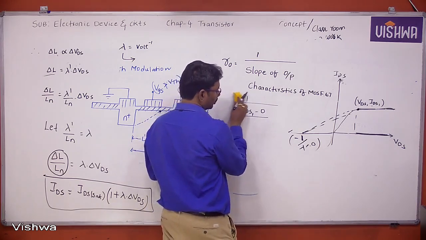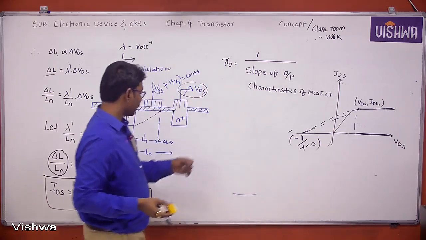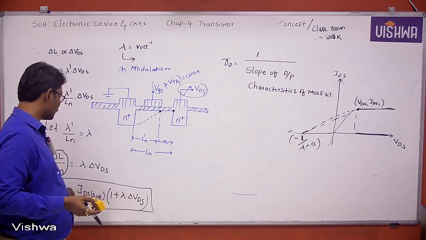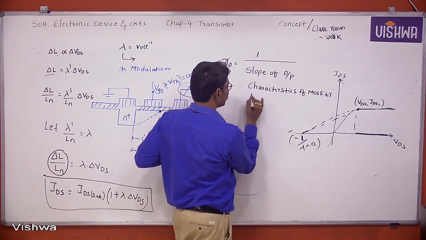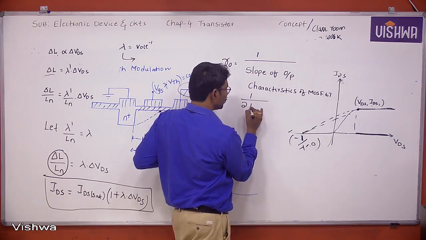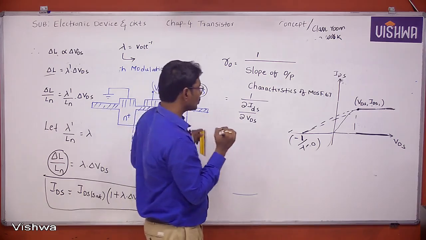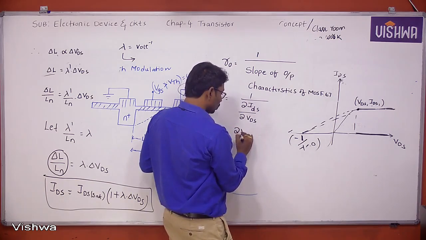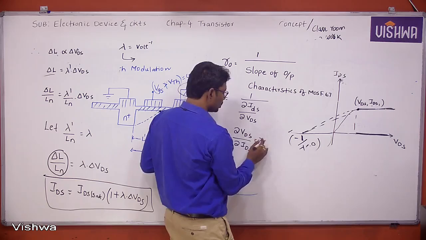A small correction here. We will calculate from this formula also, but from this we will get it easily. What is the slope of the output characteristics of the MOSFET? Slope is nothing but dou IDS by dou VDS. Its reciprocal, dou VDS by dou IDS, is nothing but the output resistance.